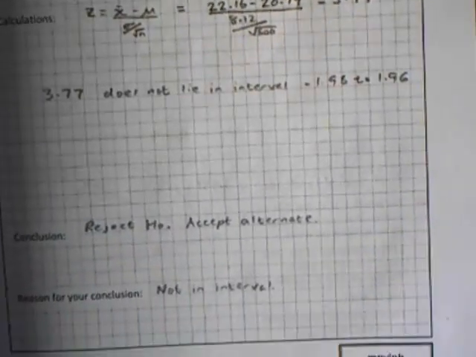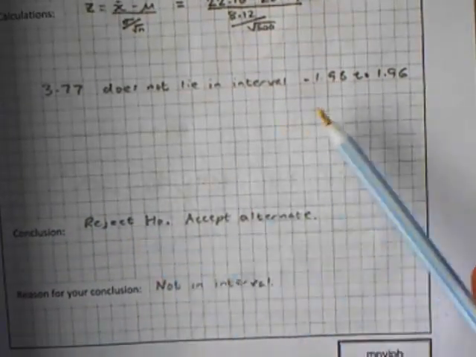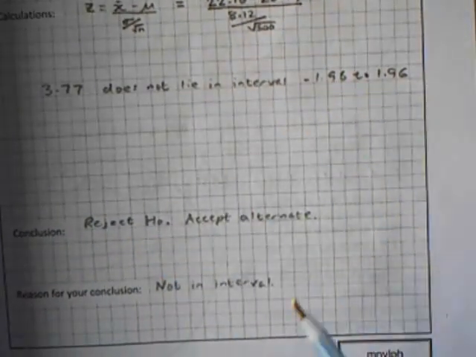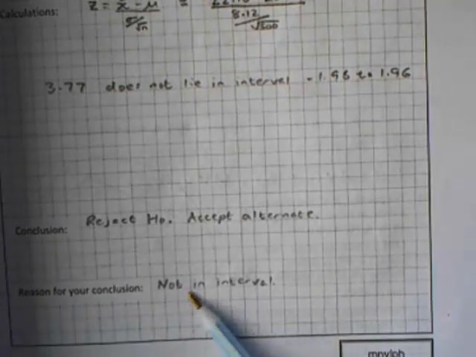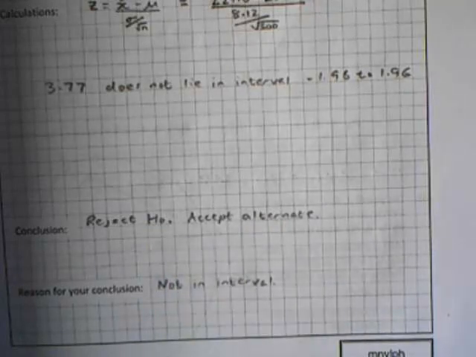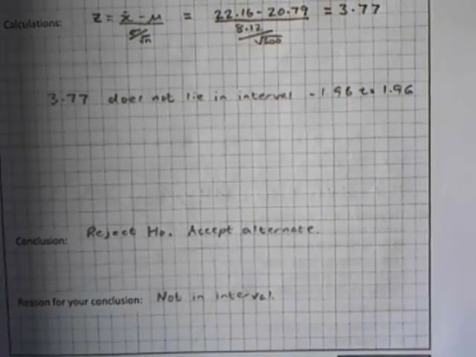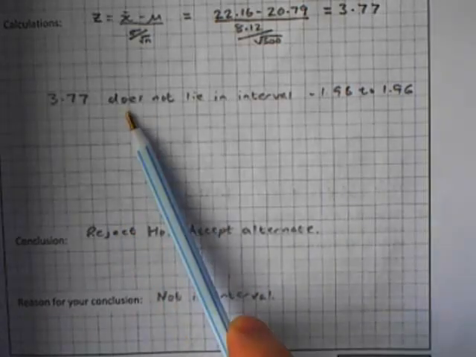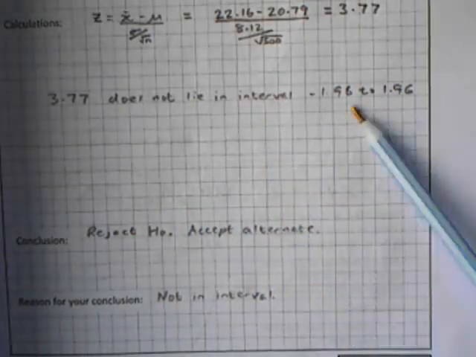So we reject H0 because you're outside of the interval. So reason, not in interval. And then you accept the alternate hypothesis because you rejected H0. You've rejected the null, so you've accepted the alternate. I should probably, I have put does not lie in the interval, so perfect. Done.